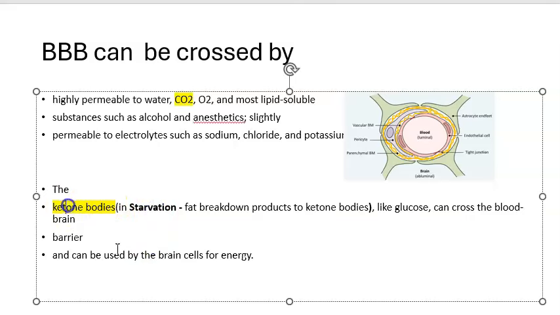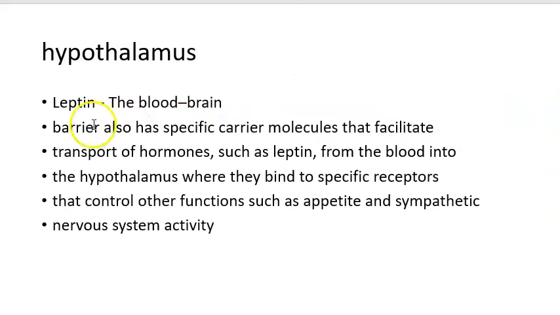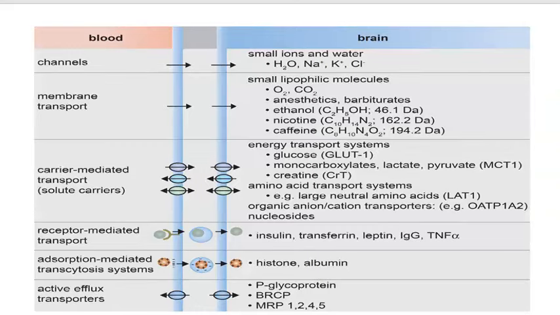In starvation, ketone bodies can cross. There's no glucose, right? So at least the ketone bodies will provide the energy for your brain. Okay. Next.